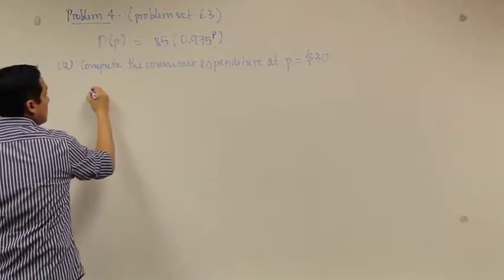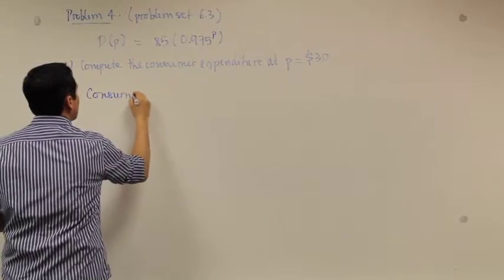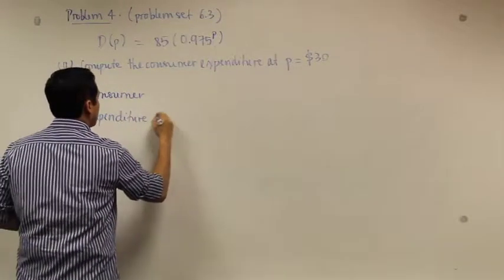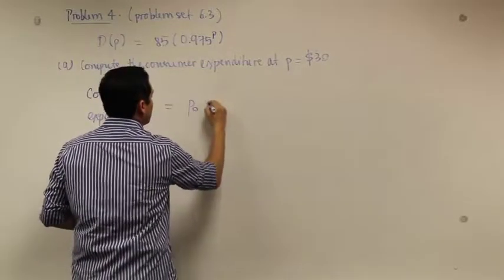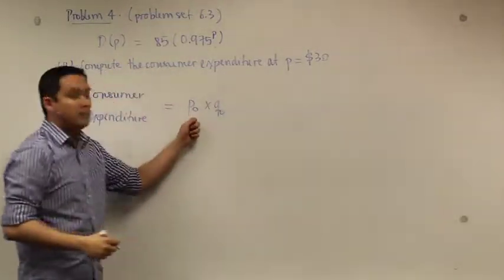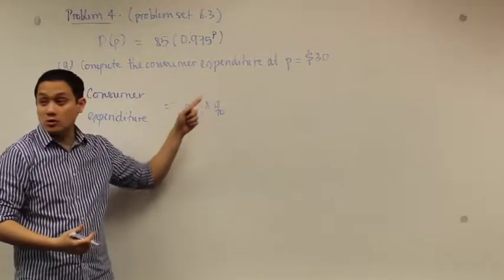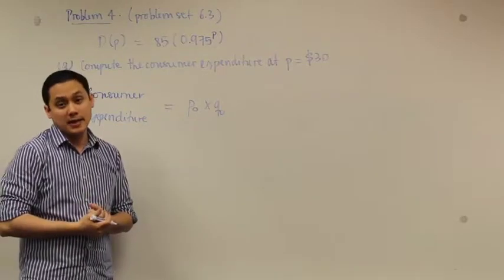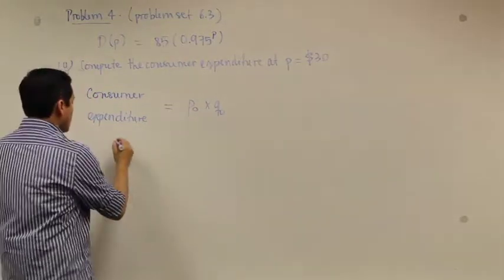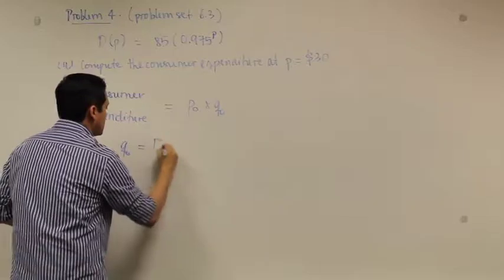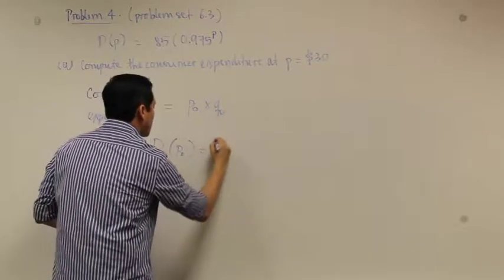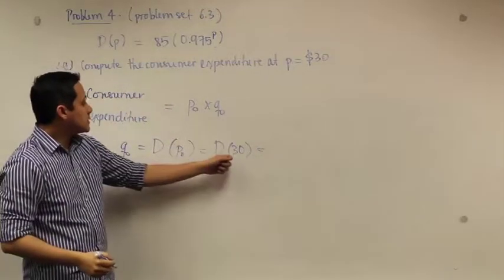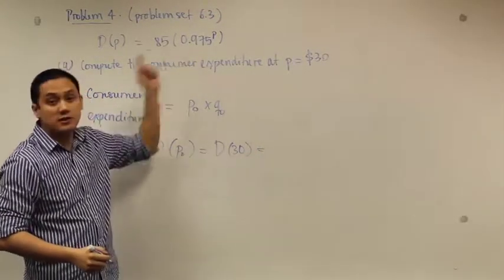So here I want to point out this is the consumer expenditure, which is equal to P0 times Q0, and P0 is the set market price equal to $30, and Q0 is the quantity demanded, which we need to calculate. So for Q0, this is equal to D of P0 or D of 30. And you're going to substitute P equal to 30 into this demand function.